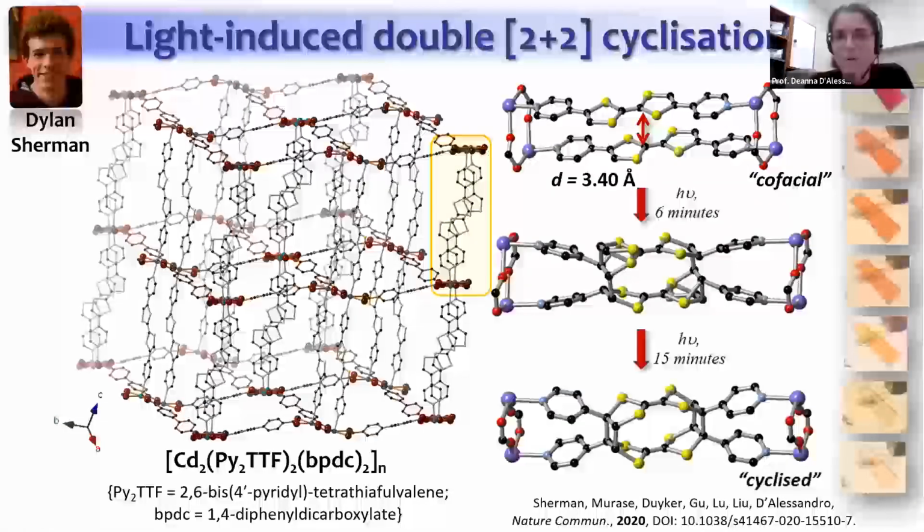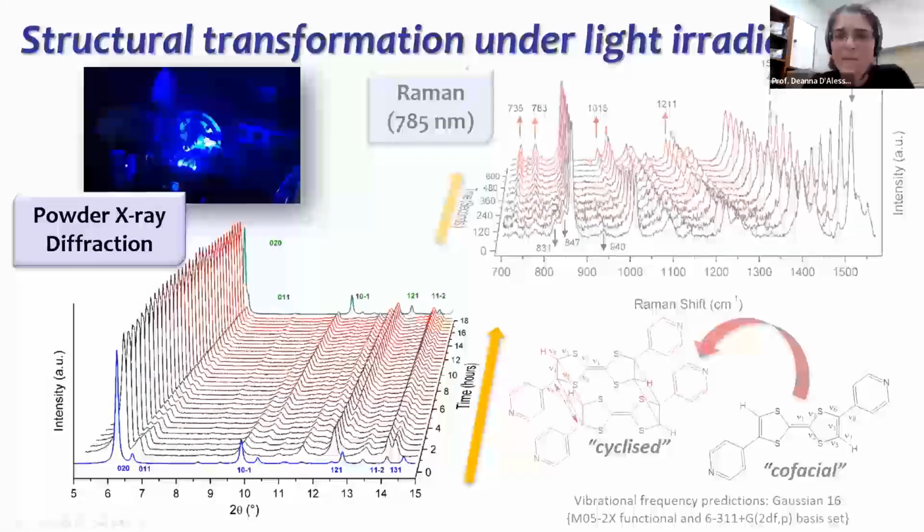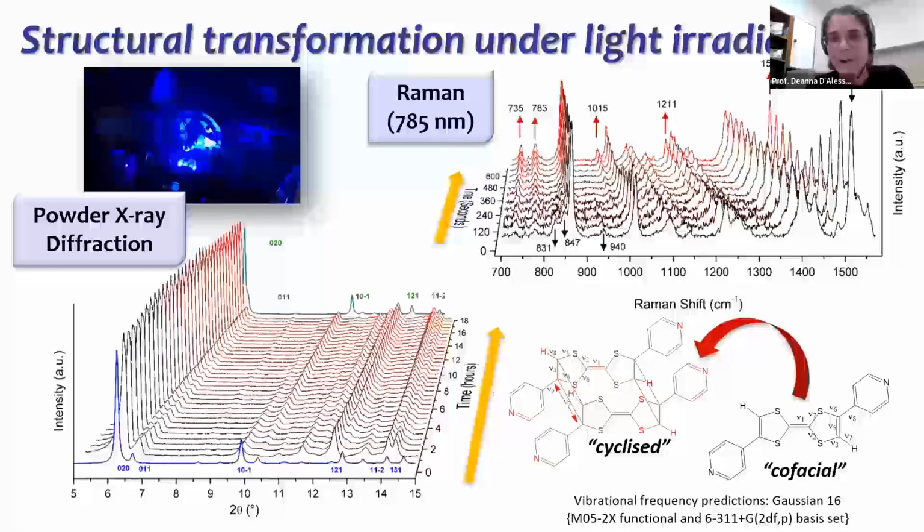And if you just sit this MOF out on the laboratory bench, over the course of a day, just under ambient light streaming in through the windows, it actually undergoes what we've now found to be a double 2+2 photocyclization event. And so we've been able to crystallographically characterise both the cofacial state, the totally cyclized state, and we've also captured some intermediates as well. Now, this is quite interesting. We can actually follow the photocyclization phenomenon in situ using powder X-ray diffraction and also using in situ Raman spectroscopy. And we can marry that up now with computational predictions as well that corroborate and provide good evidence for the cyclization of the tetrathiafulvalene to form this cyclobutane.